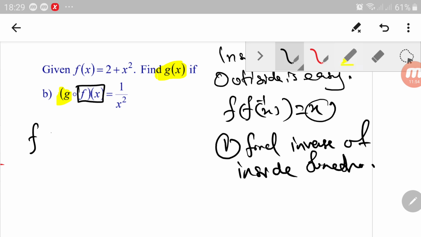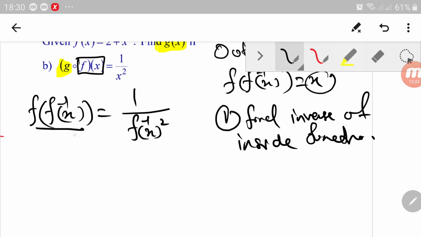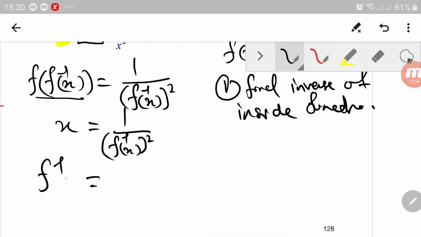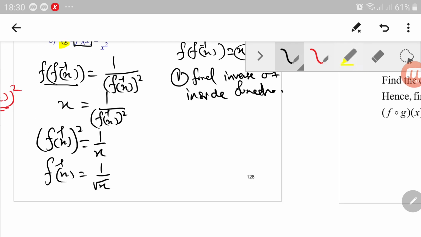What is the inverse? f inverse x. 1 over f inverse squared. This one becomes x. So, 1 over f inverse x squared. Need to put the bracket properly, squared. Then switch places: f inverse x squared is 1 over x. And then f inverse x is 1 over the cube root of x. So we have the inverse right now.